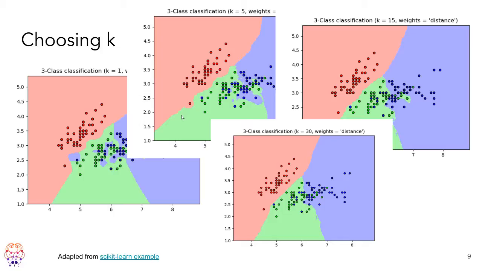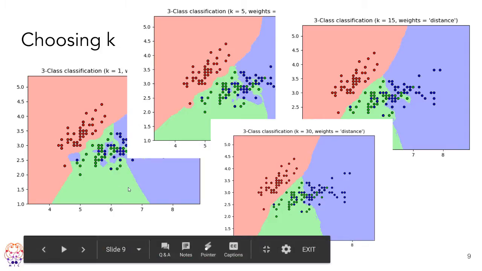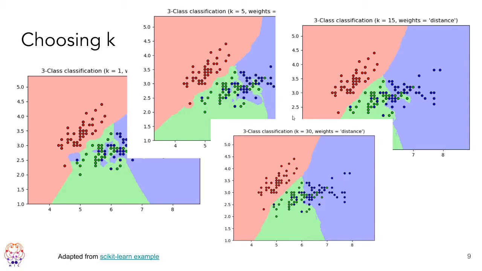As you can see, for example, when k is 1, basically your model is just overfit onto whatever training data it has, and so you get a very ragged decision boundary. And as k increases, you get a smoother and smoother separation between different classes. In here there's 3 classes. This is one of the scikit-learn examples. Here they are looking at the iris dataset, using the first 2 features of the iris dataset.